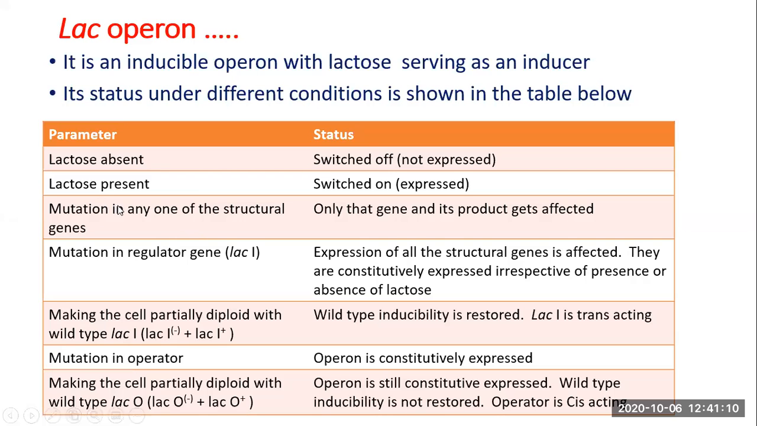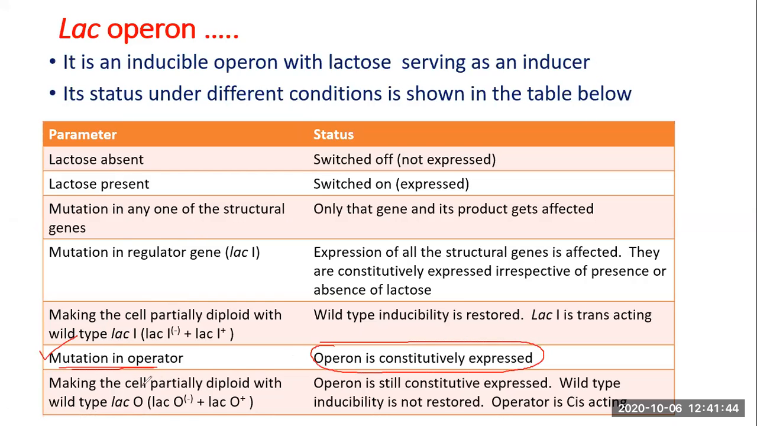Okay, so we were discussing what happens to Lac Operon under different conditions. I was telling you about when we make it mutant, the operator becomes mutant, what happens? So the operon will be constitutively expressed because the repressor protein will not be able to bind to the operator, because it is mutant. So the operon will be constitutively expressed irrespective of whether lactose is present or absent.